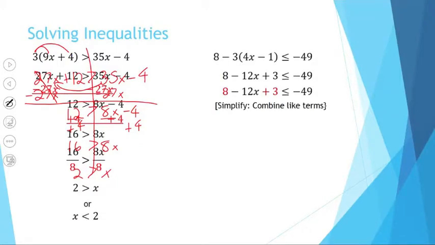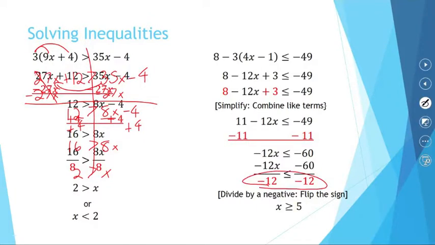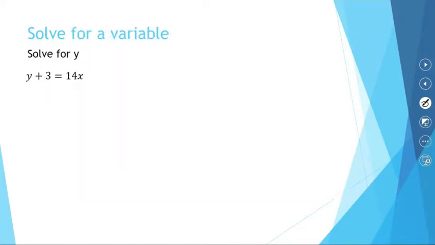I'll show the next one up here, but I won't just solve it. But if you want to take a look at it, you can. That one you do have to flip the sign because at the end you divide by a negative 12. You want to pause the screen, work that problem out, you can. All right, but I'm going to move on and finish this video with solving for a variable.